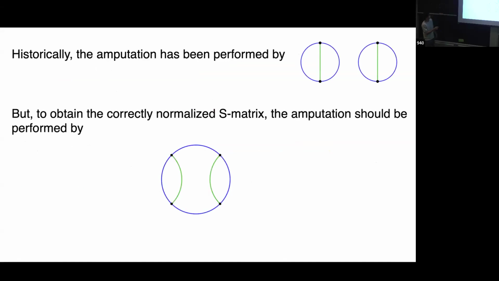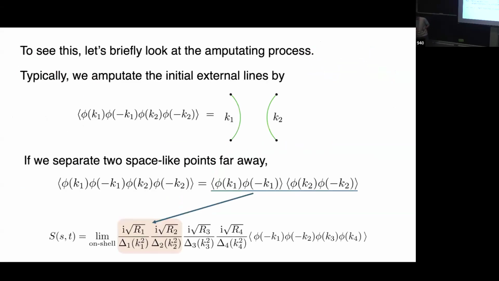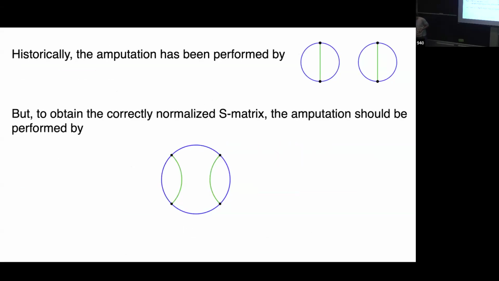To understand this, we again consider the amputating and normalization process. Historically, the amputation has been performed by these two-point functions for the initial state, which is a complete analogy for this one. But to obtain the correctly normalized S matrix, the amputation and normalization should be performed by these four-point functions. What do the blue lines represent? Blue lines mean topological lines. This is a kink world line, and two kinds of topological lines. They are different, right? The blue segments are different topological lines. In general, yes.